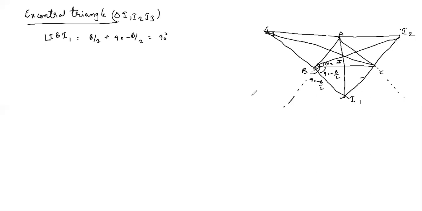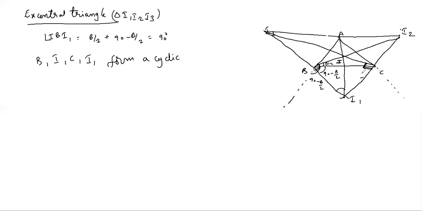So this is (B plus C) by 2, and this angle is the same. This is 90 degrees. Similarly, you will get this side angle I1CI, which is also 90 degrees. So angles BI1 and IC, so the vertices B, I, C, I1 form a cyclic quadrilateral, because the sum of this angle 90 and this is also the same angle 90 degrees.